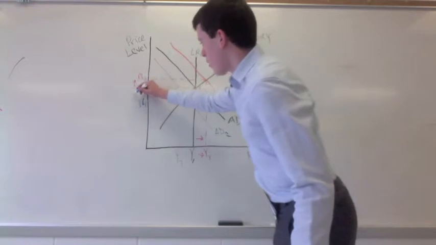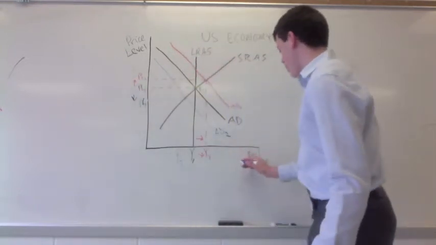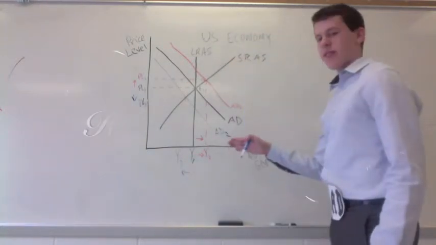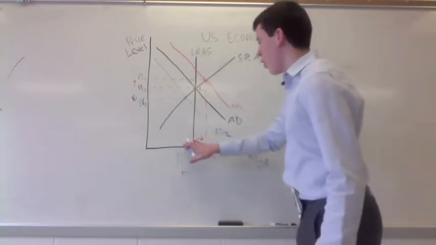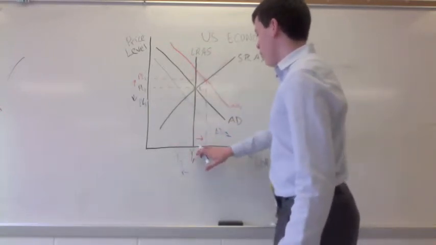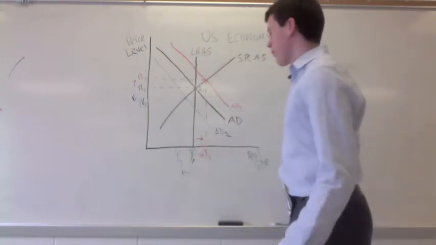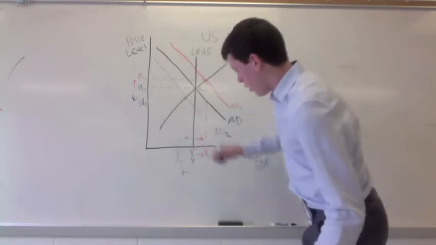Price level has gone down, and real GDP has also gone down. This shows a recessionary gap because real GDP is lower than the long run full employment output GDP. Okay? And that's shown right here.